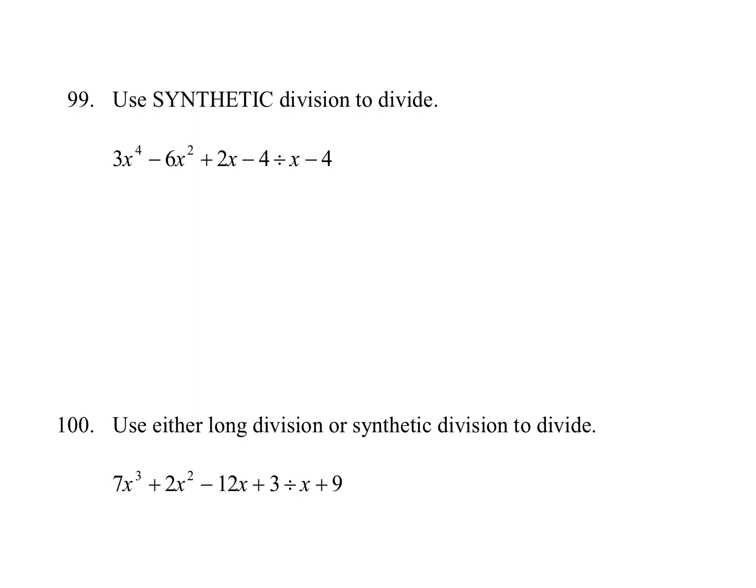For number 99, you're using synthetic division to divide 3x to the 4th power minus 6x squared plus 2x minus 4 divided by x minus 4. That x is equal to 4. You're also missing a 0x cubed, so plug that in. The 4 is going to go on the outside. On the inside, you're going to have 3, 0, negative 6, 2, negative 4.